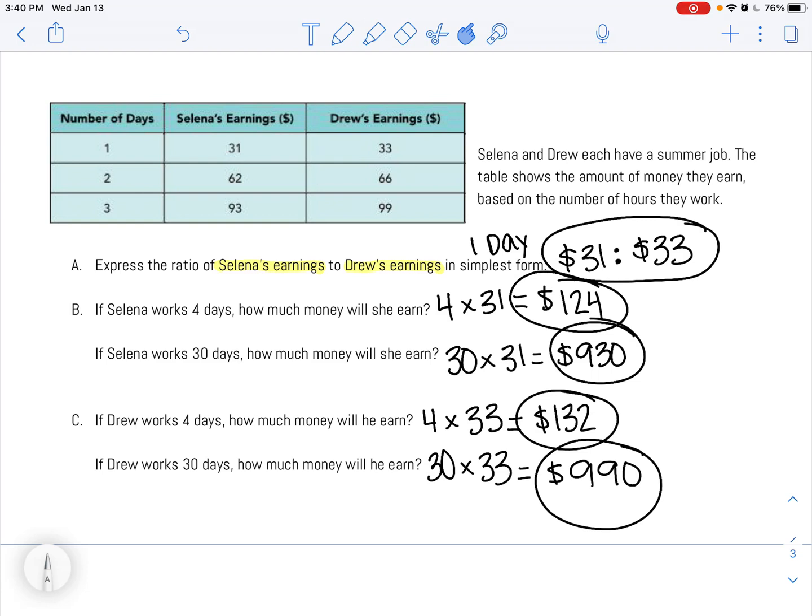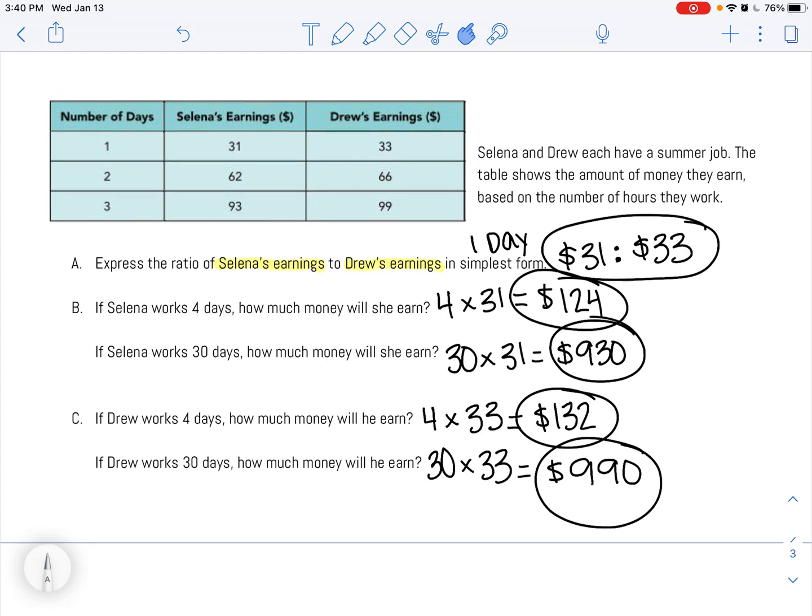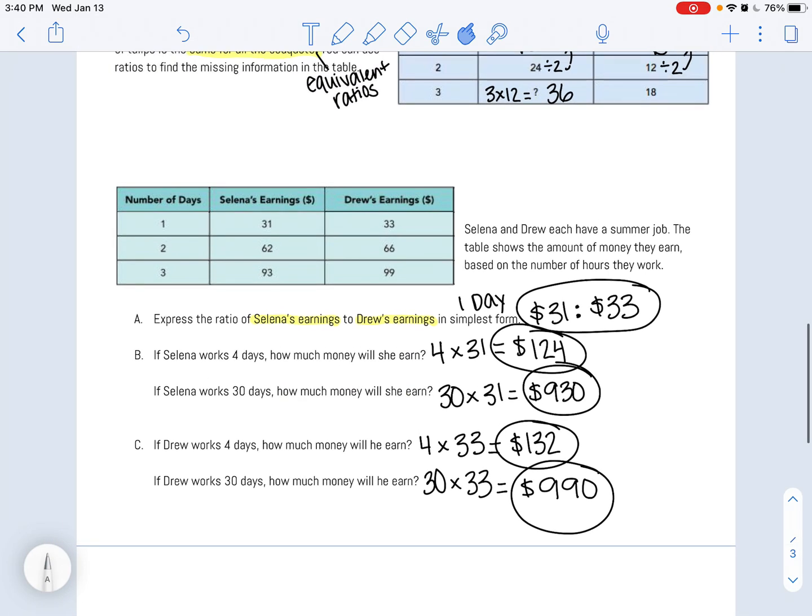So if you are done with the notes, you have everything copied down, all problems should be completed. Then you can go ahead and submit this to the assignment on Schoology. Be ready to ask and answer questions in class about our newest section 4.2 about equivalent ratios.